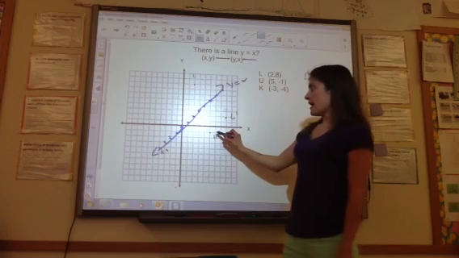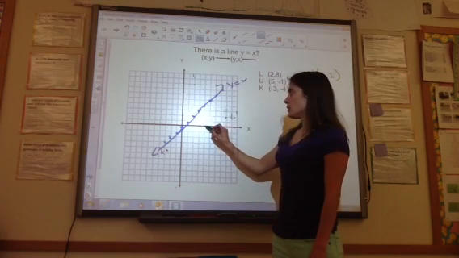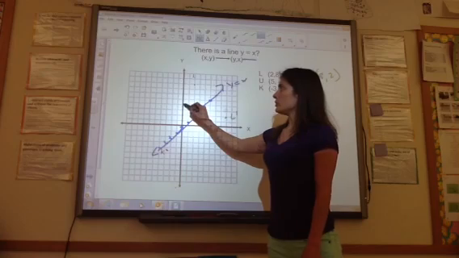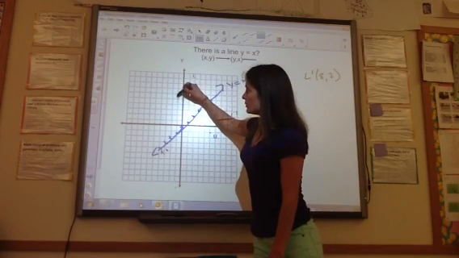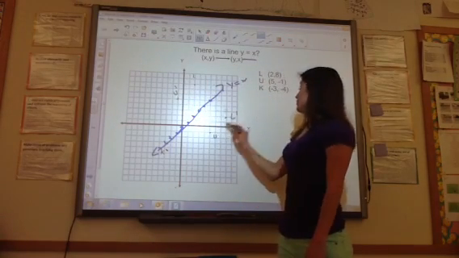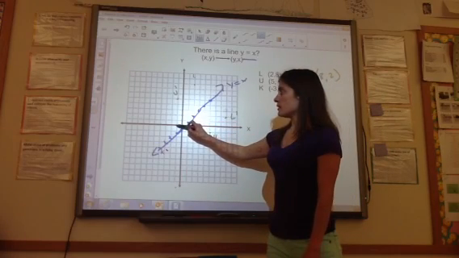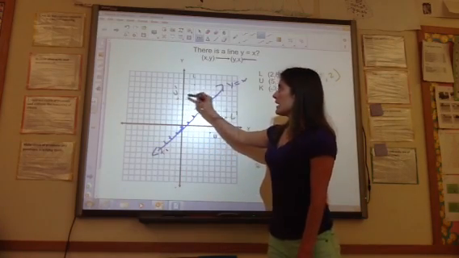Just to reinforce that, if I take U, 1, 2, 3 diagonal boxes, 1, 2, 3 diagonal boxes to get U prime. U we have is (5, -1). U prime is (-1, 5).